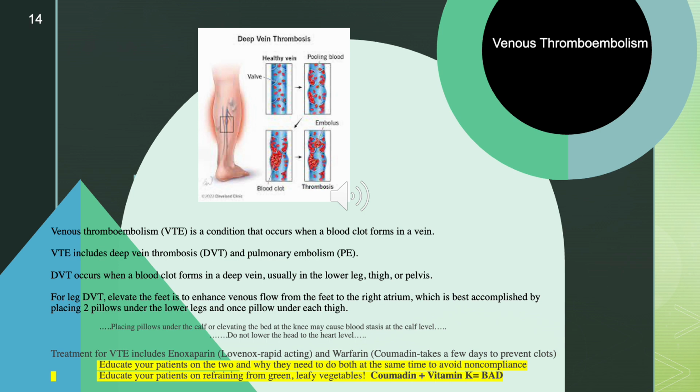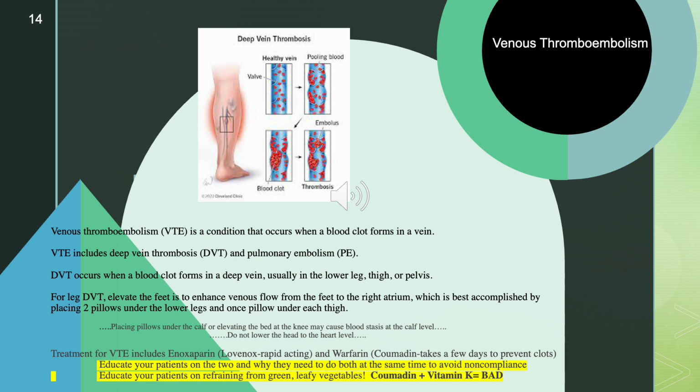Placing pillows under the calf or elevating the bed at the knee is going to cause blood stasis at the calf level, which is going to do what? Cause more blood clots. Do not do that. Do not do it. Also, do not put them upside down, okay? Do not lower the head of the bed and think that that's going to be okay and that puts them at the appropriate heart level. No, no, no, no, no. You are putting pressure in the wrong spots and you are asking for trouble.